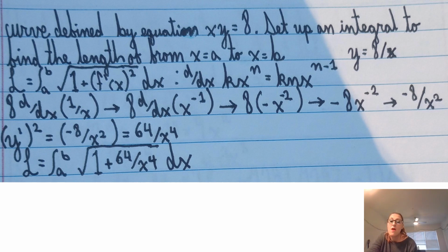Curve defined by the equation xy equals 8. Set up an integral to find the length from x equals a to x equals b. L equals the integral a to b of the square root of 1 plus f prime x squared dx.